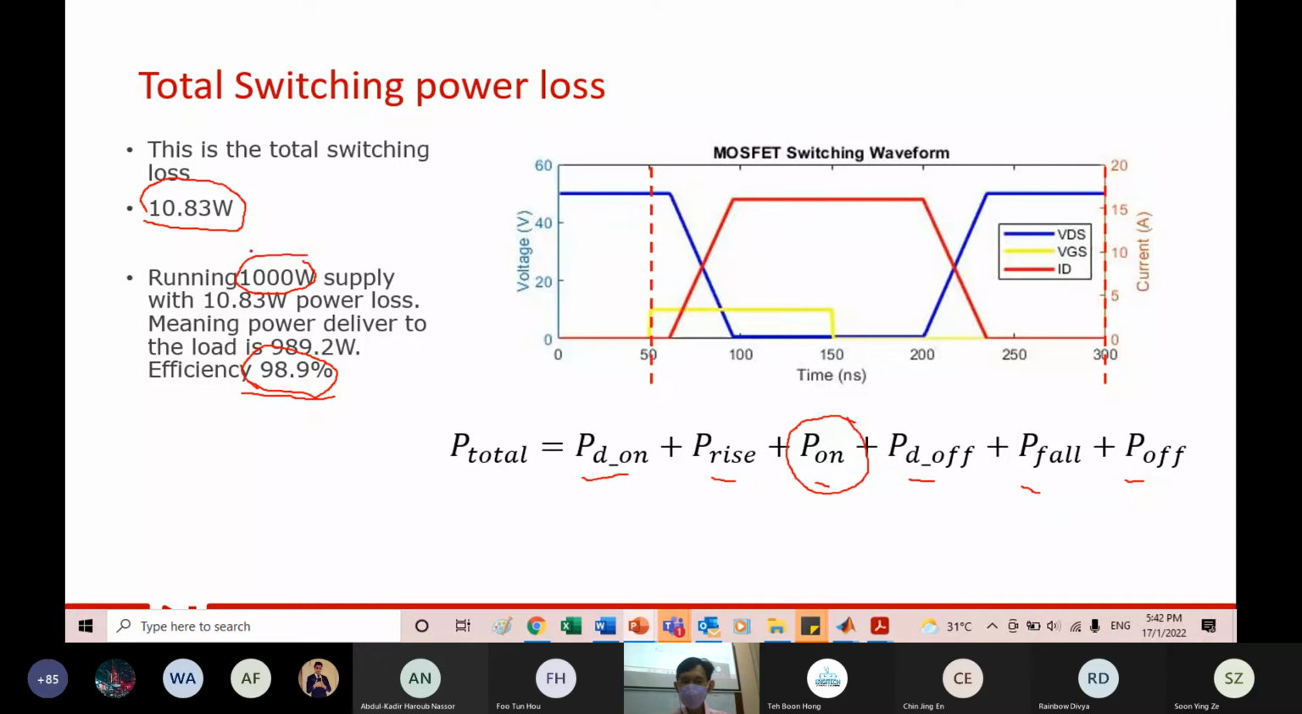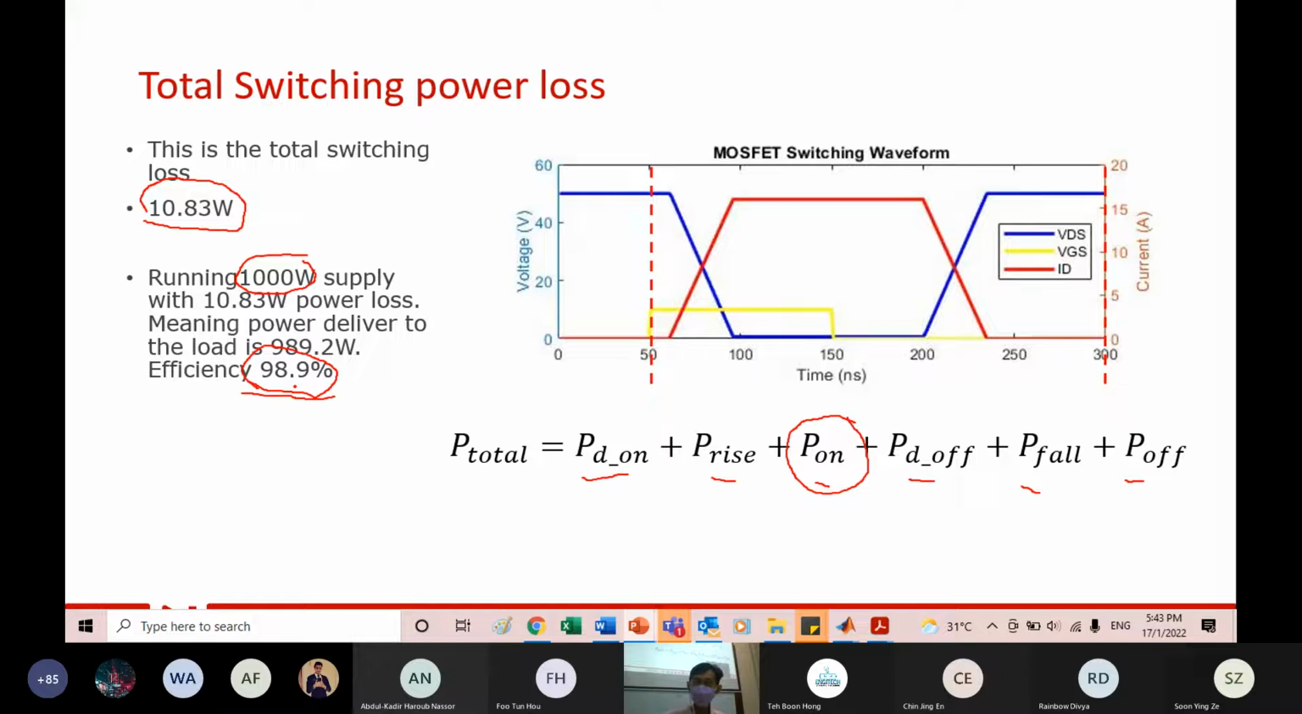will give you some losses, and you only get 989.2 watt when you apply 1000 watt. Okay, the rest of the 10.83 dissipate in the form of heat. I'm talking about just one transistor.